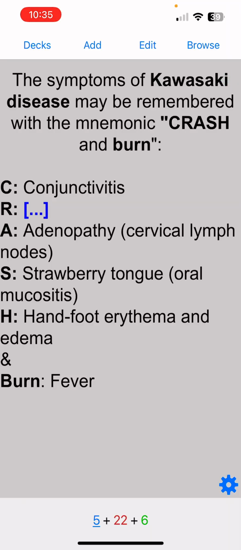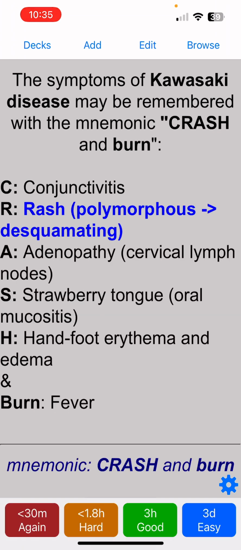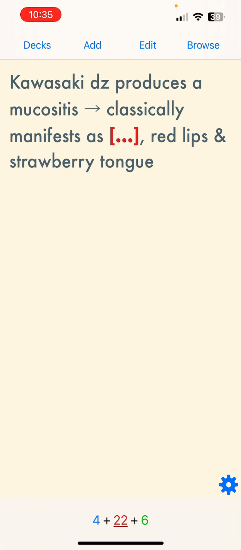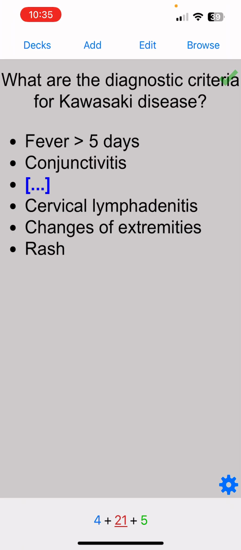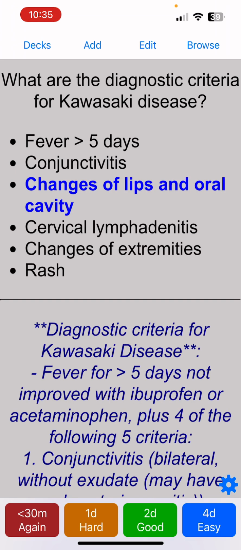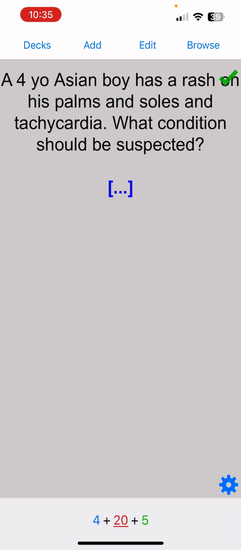Non-purulent polymorphous rash. Polymorphous to discriminating. Okay, it can discriminate. I think I saw a question with discriminating. Conjunctivitis. Okay, which one is missing? The fever, the rash, conjunctivitis, cervical changes, changes in the extremities, mucositis. Mucositis is not there. Yeah, changes in the lips and oral cavity.